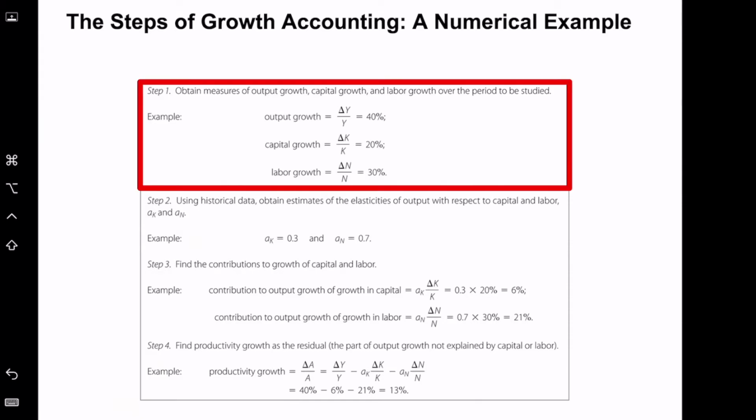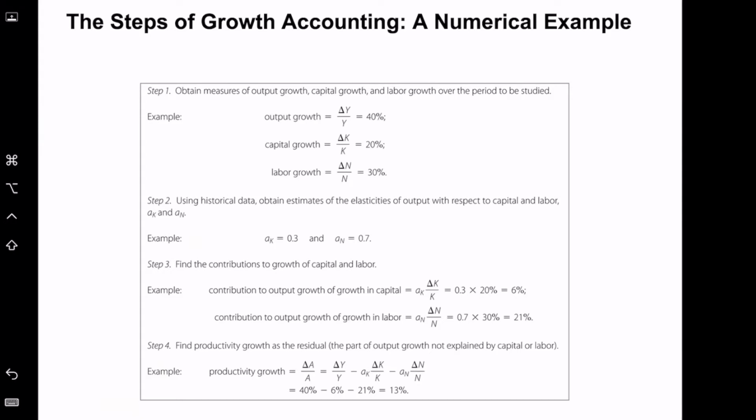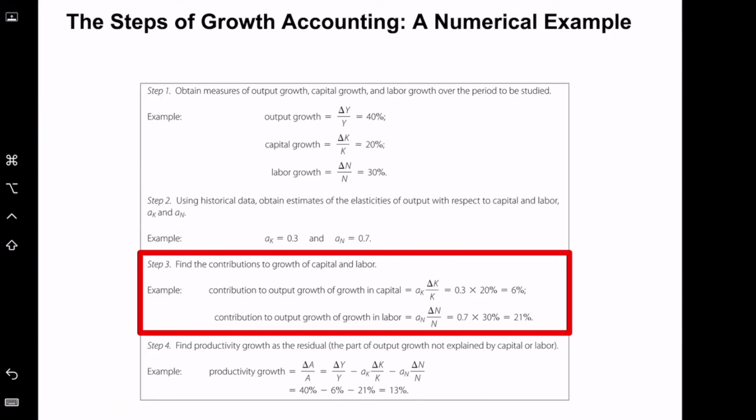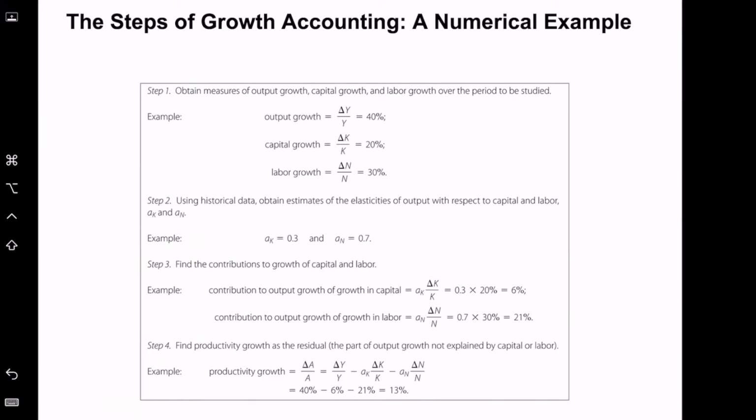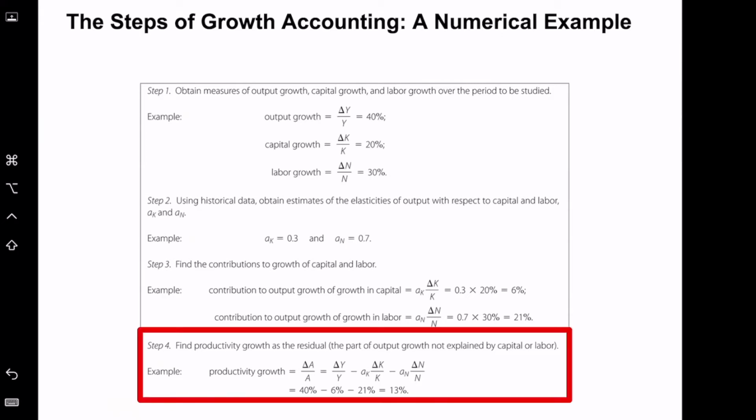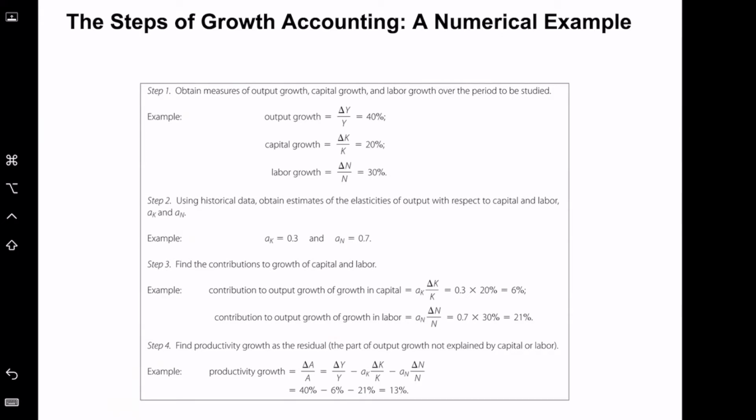The first step is to come up with the output growth, capital growth, and labor growth. The second step is to use the data to estimate the elasticity of output with respect to capital and labor. And then the third step is to come up with the contribution of the growth of capital and labor, which is the elasticity of output with respect to capital and labor multiplied by the growth of capital and labor respectively. And finally, we compute the productivity growth rate, which is the output growth minus the contribution of the growth of capital and minus the contribution of the growth of labor, and the residual will be the productivity growth.